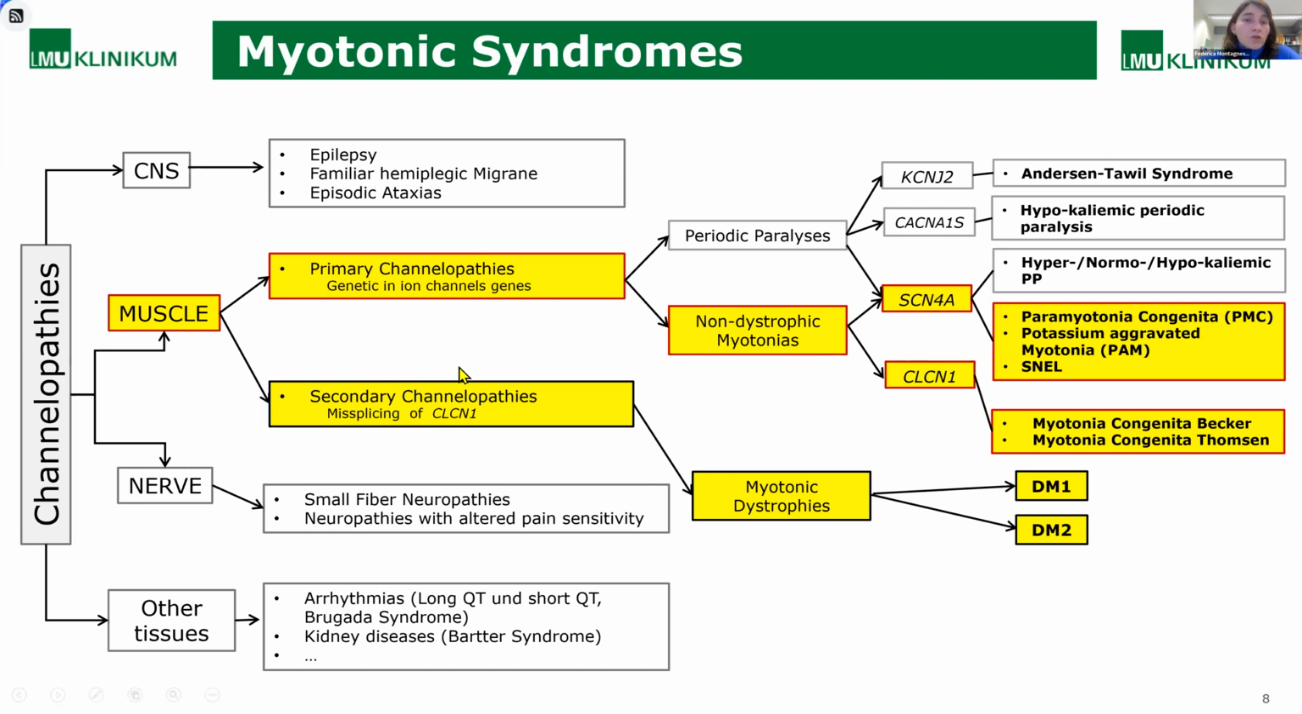Or we can have also secondary channelopathies, as we see in myotonic dystrophy, where the genetic deficit is not primarily involving an ion channel gene, but the mis-splicing of target mRNAs, as for example CLCN1, will cause the production of non-functional isoforms of this protein.